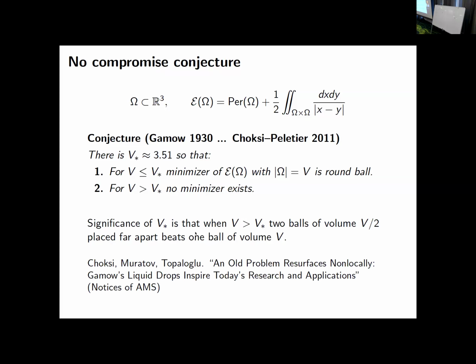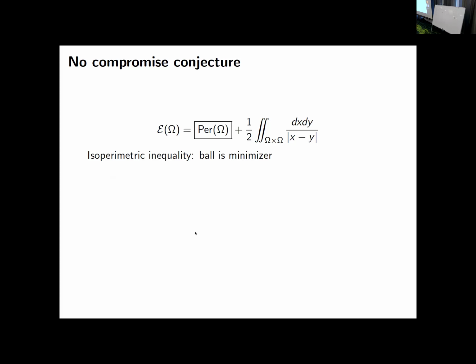So remember, I conjectured that for small volumes the minimizer is a ball, and for large volumes there's no minimizer. You might call this the no compromise conjecture, right? And why is that the no compromise conjecture? So the point is the following. We're minimizing the perimeter for fixed volume. As we all know, the minimizer is the ball. That's the isoperimetric inequality, okay?